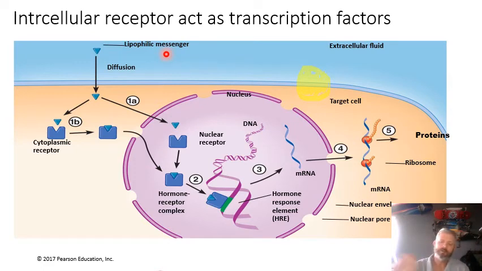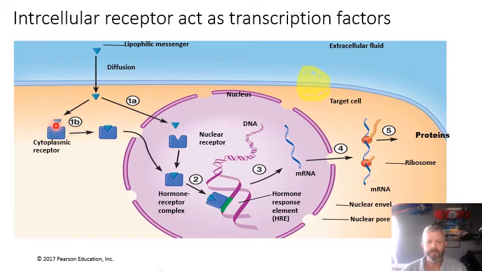Classic examples are your steroids: your progesterone, your estrogen, your testosterone. Those hormones are lipophilic, they are nonpolar. They are basically a derivative of cholesterol, which is a very small nonpolar molecule. So these chemical messengers don't have to act on a membrane receptor. Their receptors can be intracellular.